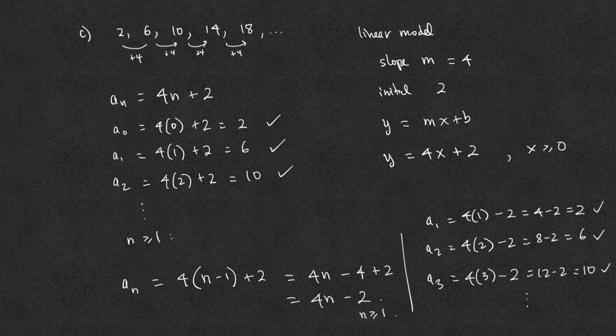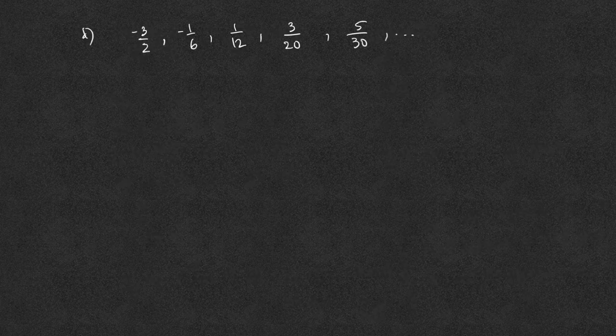Not only are they different depending on whether we start at n equals 0 or n equals 1, but any formula will work as long as it represents this sequence. The sequence negative 3 over 2, negative 1 over 6, 1 over 12, 3 over 20, 5 over 30, and so on. This is not an alternating sequence because the signs do not alternate.